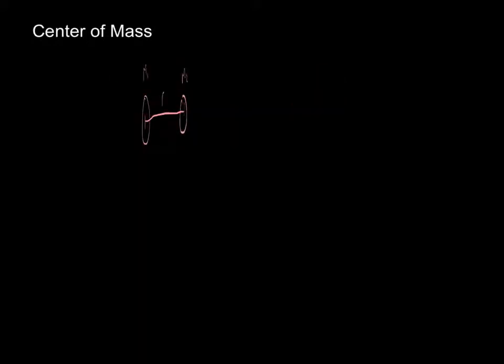If these two objects are the same mass, it's fairly easy. Your center of mass, right, is going to be towards the center. Let's say if mass 2 were more massive, the center of mass would shift closer to mass 2.